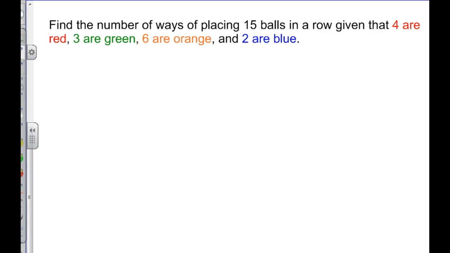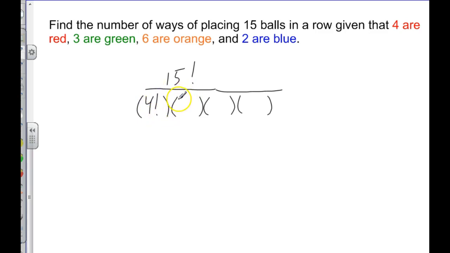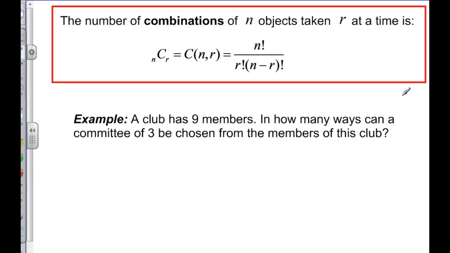So this is different than just 15 factorial because we have different colors, and we can't distinguish what if you put 2 reds together. Well, they look the same. So I think this is going to be a distinguishable permutation, 15 factorial over, let's group all the different colors together in the denominator. So we have 4 factorial here for red, 3 factorial for green, 6 factorial for orange, and 2 factorial for blue. And we type that in our calculator just like that, and we'll get an answer. And I'm not going to do that work for you. That's the idea. The hardest part is identifying the distinguishable permutations.